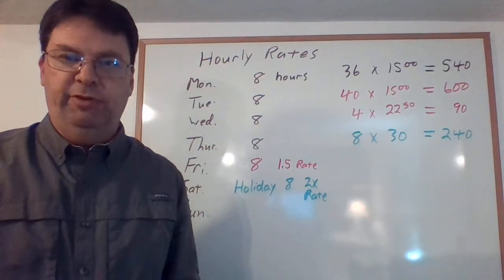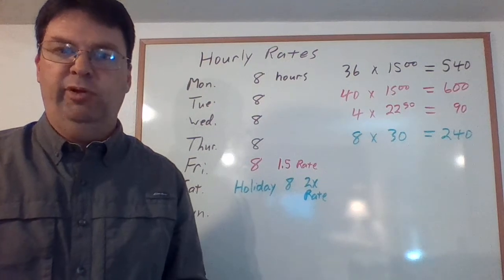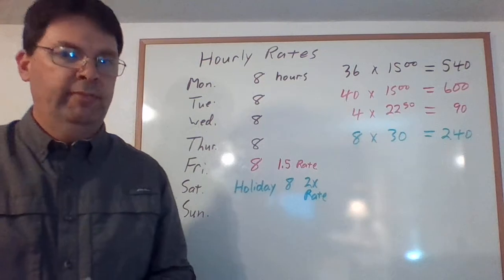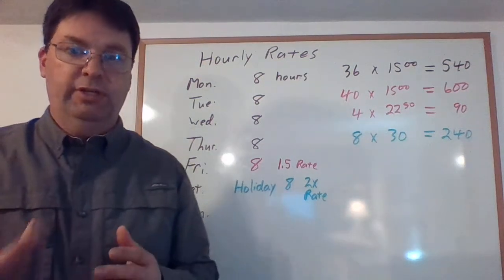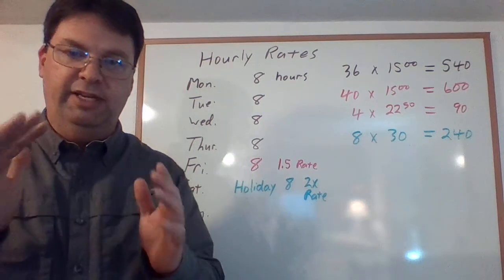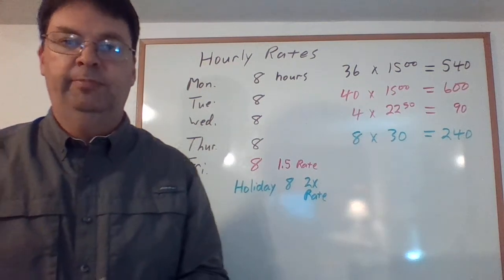Hey, the next part of Chapter 12 is talking about how you as an employer need to pay your employees if you have them on an hourly rate. So you would think it's pretty simple. They work so many hours, they get paid so much per hour. You simply multiply it out and there it is.